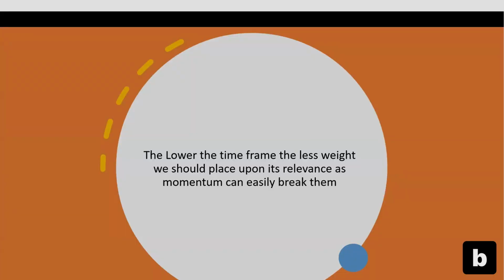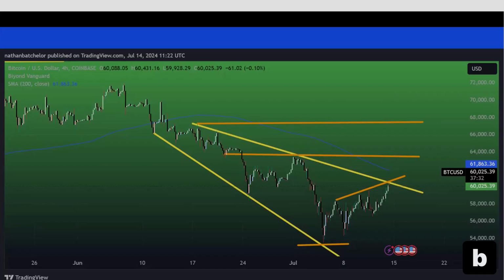The lower the time frame, the less weight it holds in terms of importance, but we should obviously place a lot of importance on the short term, but not over the bigger picture. And again, in terms of its relevance, we also have to factor in momentum. So the market needs a lot of momentum to get to 63,000.